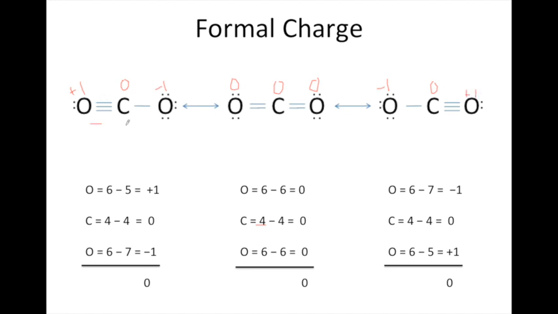So the first resonance structure and the third resonance structure, those are equally stable because they have the same numbers of formal charges. Our middle resonance structure, though, is the most stable because all of the atoms have a 0 formal charge. So carbon dioxide is going to resemble this resonance structure because this is the most correct resonance structure of the 3.